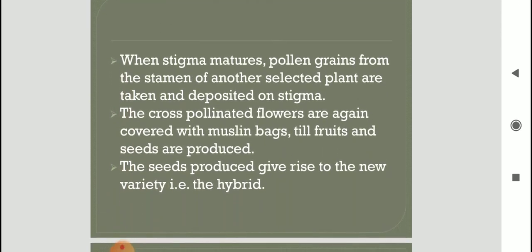Now let that plant mature, let that flower mature. So when the stigma matures, the pollen grains from the stamen of the other plant that you have selected are deposited on the stigma. This can be done manually also. Okay, now the cross pollinated flowers are again covered with a muslin bag, and fertilization is allowed. Ultimately the fruits and seeds are produced. So the seeds produced will germinate and give rise to the hybrid plant.